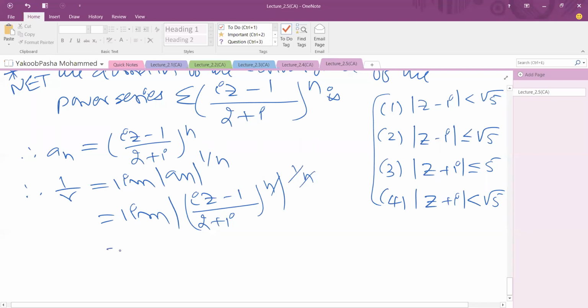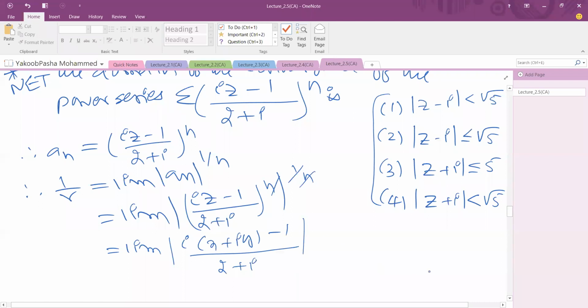Now I am taking the formula 1/r is equal to limit modulus of an whole power 1 by n, that is equal to limit modulus of i z minus 1 by 2 plus i whole to the power of n whole to the power of 1 by n, which will be cancelled. So this is equal to limit modulus of i of this, that is x plus iy minus 1 divided by 2 plus i.